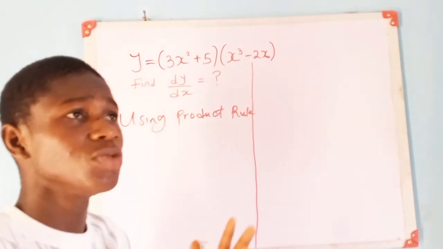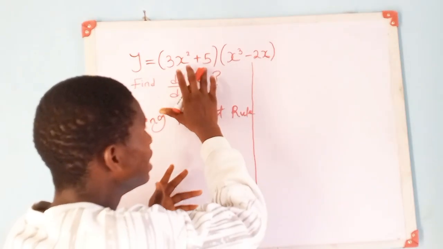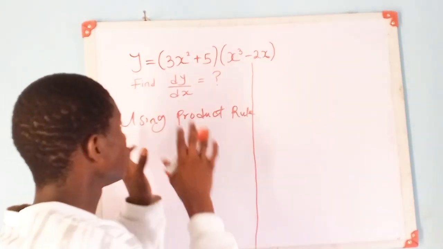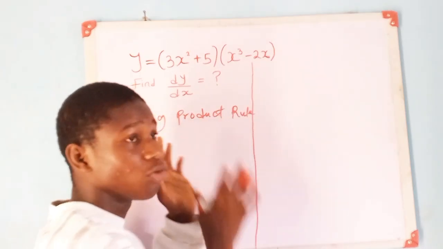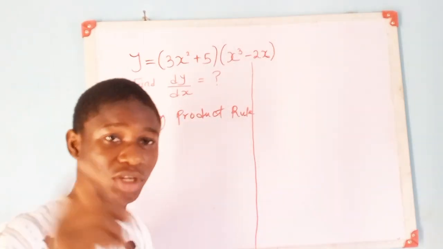Why do we use the product rule? Firstly, that's what you need to know. We are using the product rule because what you are seeing here is two brackets multiplying each other. So whenever you are multiplying in differentiation of calculus, you know that you are going to be using the product rule.